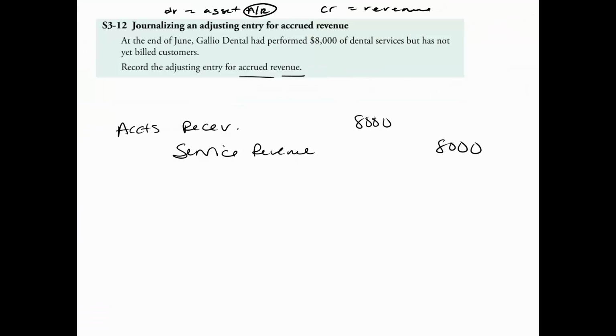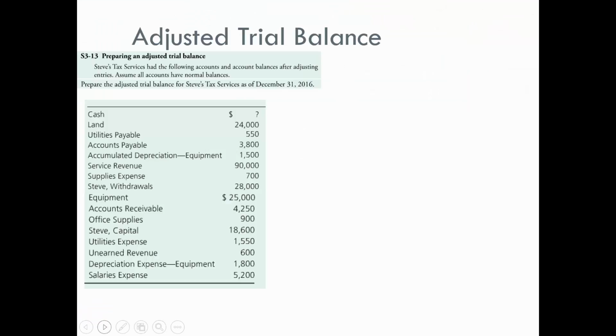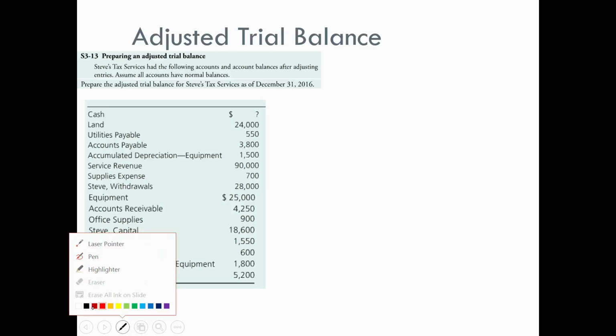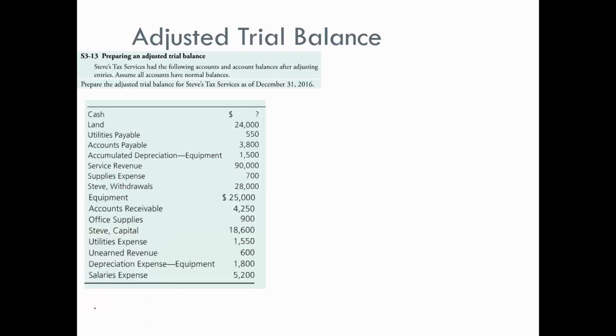Okay, so the last two things to talk about this chapter, the adjusted trial balance. So we did a trial balance at the end of chapter 2 where we just pulled the balance in each account, and that's exactly what we're doing here. We're just doing it again. The trial balance that you do before the adjustments is called the unadjusted trial balance, and now after we've done our adjusting entries, we call it the adjusted trial balance. So it's the exact same thing.